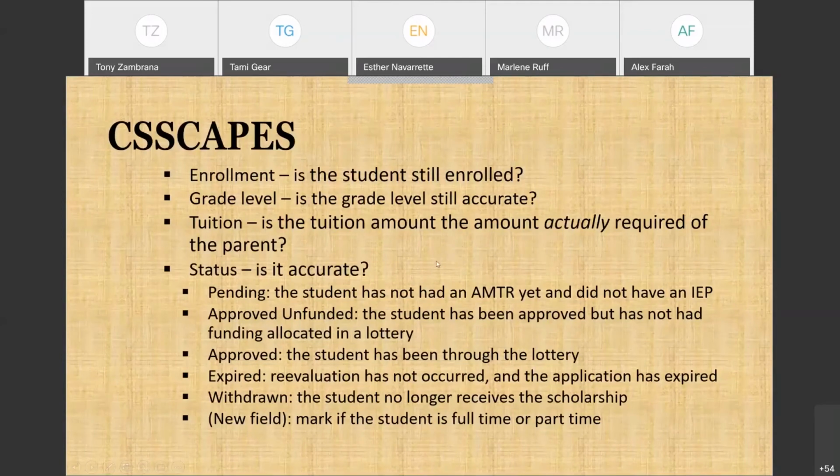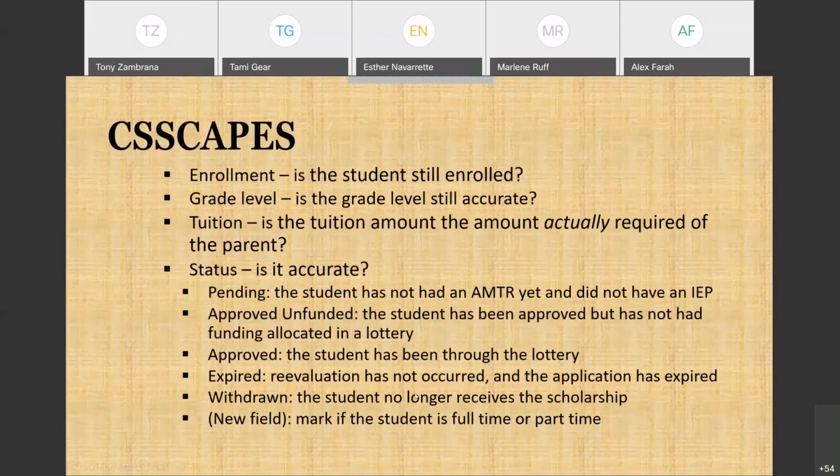Whether or not the student status is accurate. Pending if the student has not had an ATMR yet and did not have an IEP. So we need to make sure whether or not the student should be in pending status for those reasons. Whether or not the student is approved or unfunded. The student has been approved but has not had funding allocated in the lottery.